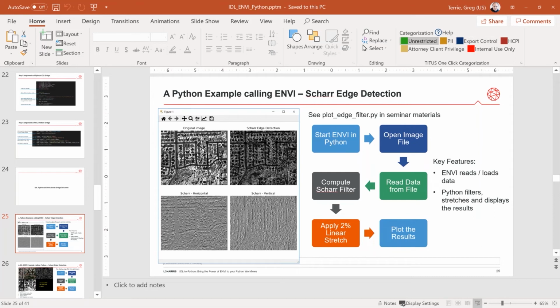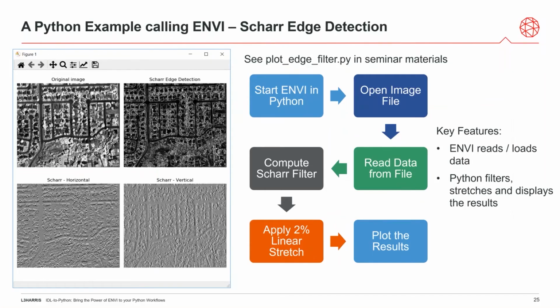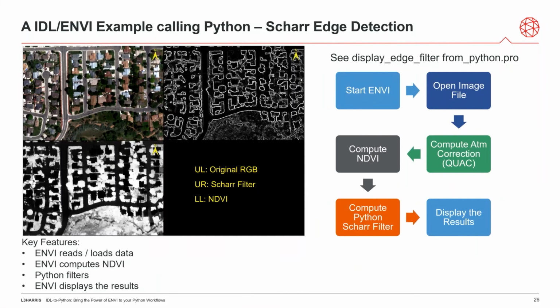So now what I'd like to do is go the other way. I'll start IDL and ENVI, and I want to call that same edge filter, Python filter, and transform from within IDL and ENVI, and I'm going to display the results in ENVI. So here's the workflow over to the right. We start IDL, of course. We start ENVI and IDL, then we're going to open the image file using ENVI.